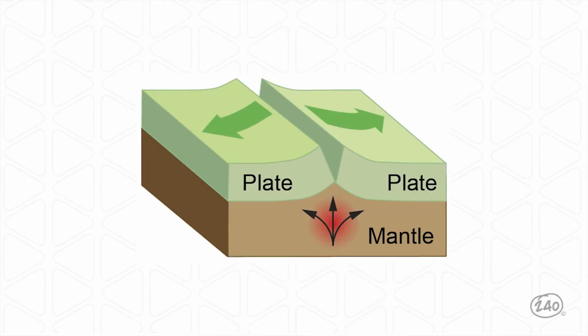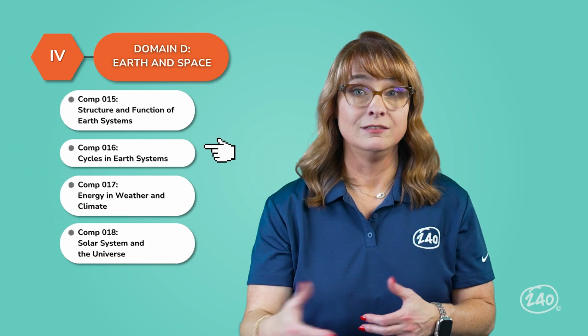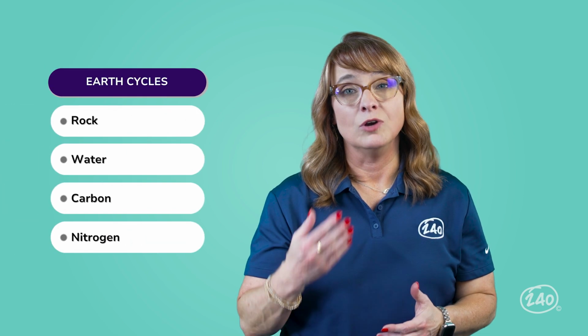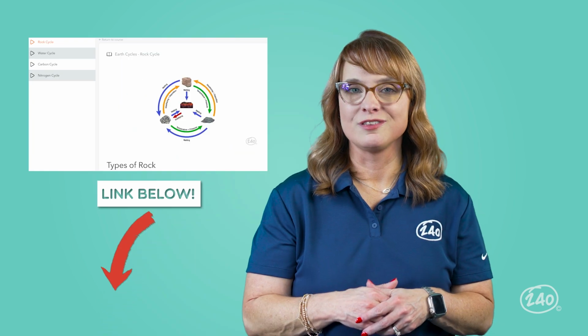Here's an example from our guide. As two plates move apart, the mantle comes up and constructs new crust. Some change happens again and again, and we call those Earth cycles. There are 4 you need to know for this test: rock, water, carbon, and nitrogen. You can Google them and hope they cover what you need to know, or just watch ours.